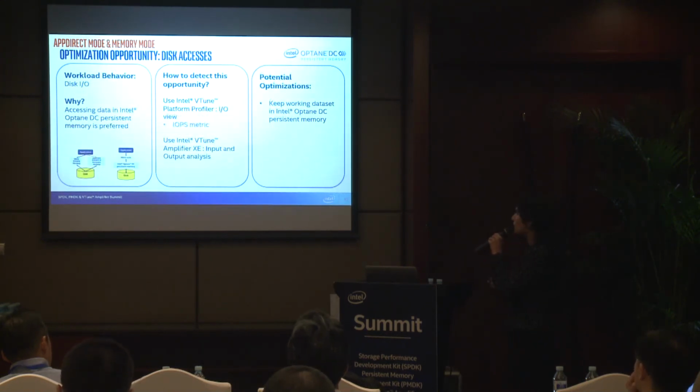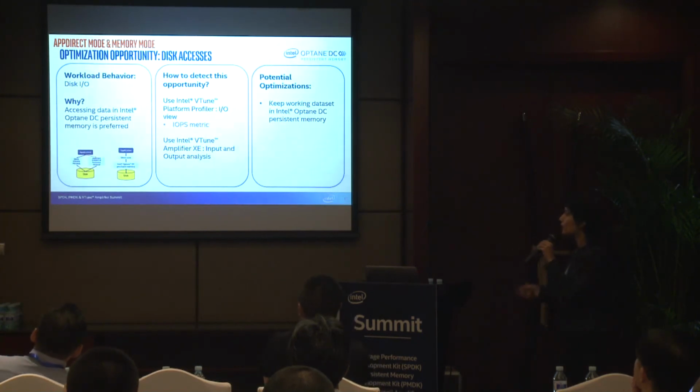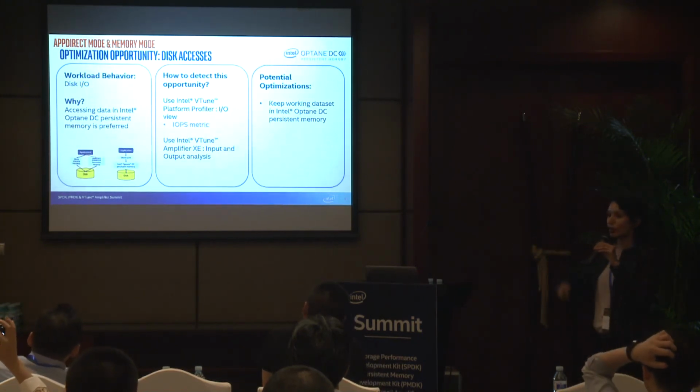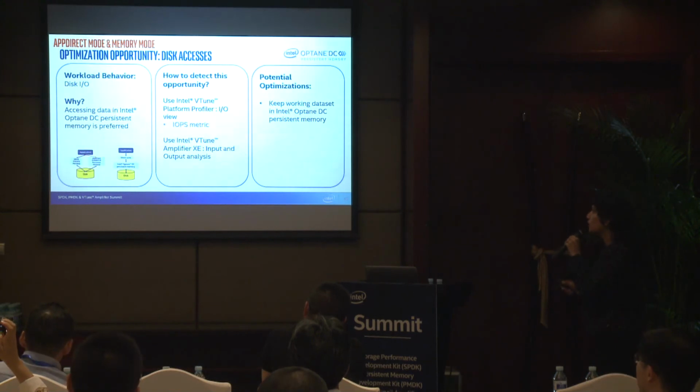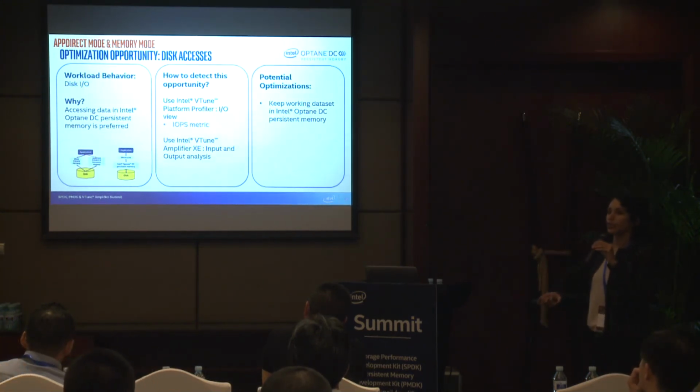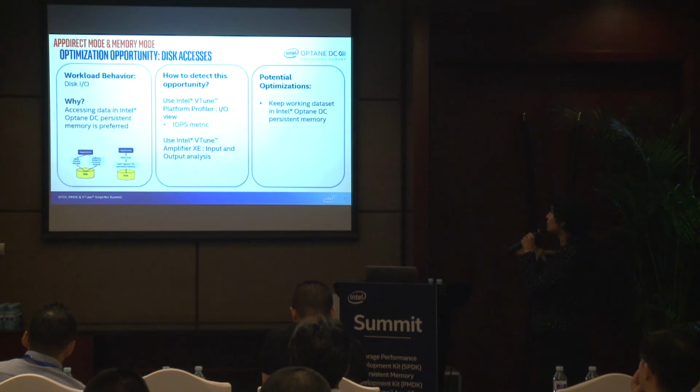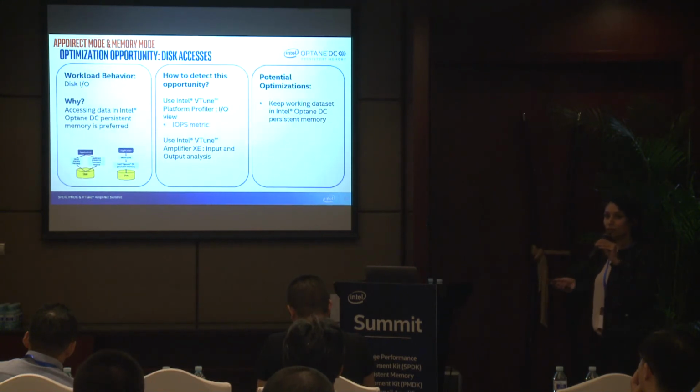The next optimization opportunity is disk access. If in your application workload behavior you see a lot of disk I/O, you want to access data in Intel Optane DC persistent memory rather than disk. It's just a lot more performant. In VTune Platform Profiler, we have a view called IO view, and we have an IOPS metric in there. Roman is going to talk about this in the next presentation.